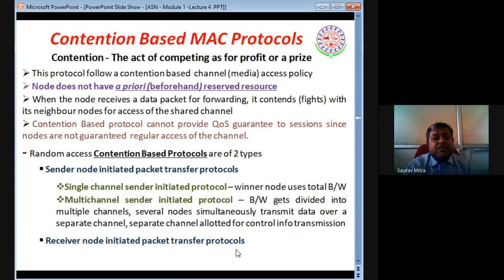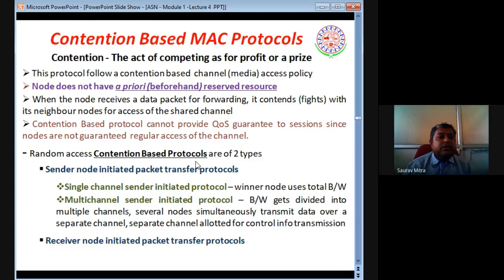So what is the trophy here in case of ad hoc wireless sensor network? The trophy is the channel, and there are many sensor nodes. Which sensor node is trying to get the channel for data transmission? Every sensor node has a lot of data that it wants to transmit to the receiver. So contention means the act of competing for a prize. What is the prize here in case of an ad hoc network? It is the channel access, or access to the channel.